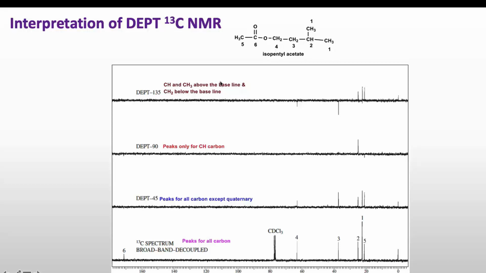Now DEPT 135 gives peaks for CH and CH3 above the baseline and for CH2 below the baseline. So you can see this peak belongs to CH2, which belongs to carbon number 3, and this peak also belongs to CH2 because it is below the baseline. So this is for carbon number 4, and all these peaks belong to CH3 and CH carbon. We already know which peak is for CH, and these 2 peaks will be for CH3, because we already saw this peak in DEPT 90, which gives a peak only for CH. So by doing these four stages, we are able to find which carbon is quaternary, which carbon is connected to 3 protons, which to 2 protons, and which is connected to only 1 proton. This information helps us to find the structure of the organic molecule.